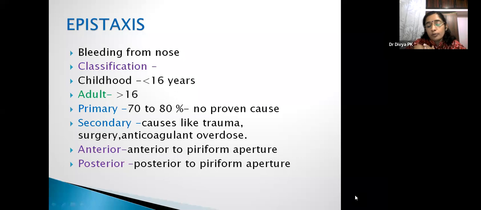Anterior to the pyriform aperture, that is the anterior part of the nasal septum, vestibule, and mucocutaneous junction, it will be anterior epistaxis, and behind the posterior part of the pyriform aperture, it will be posterior. That is majorly inside the nasal cavity. It can be in the lateral wall, septum, or floor of the nasal cavity. Posterior bleeding may sometimes require surgical management or nasal packing.